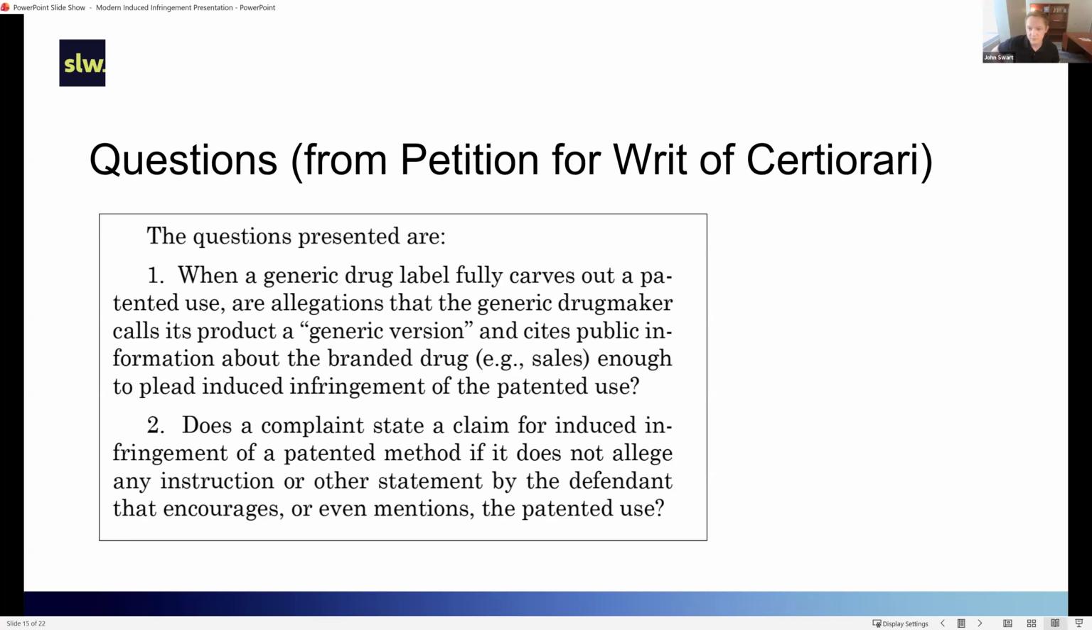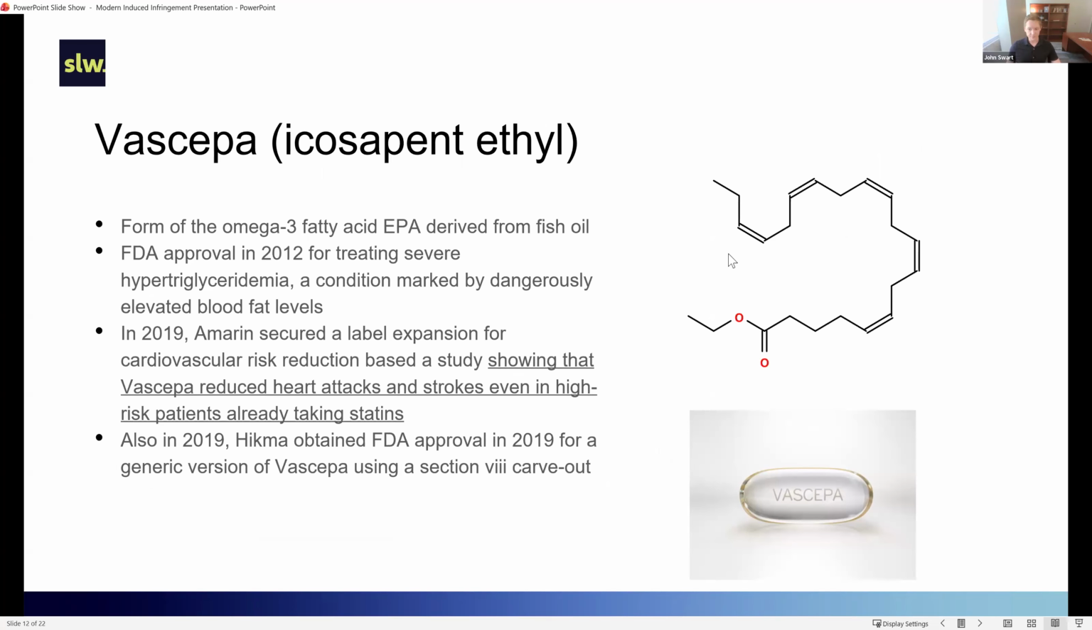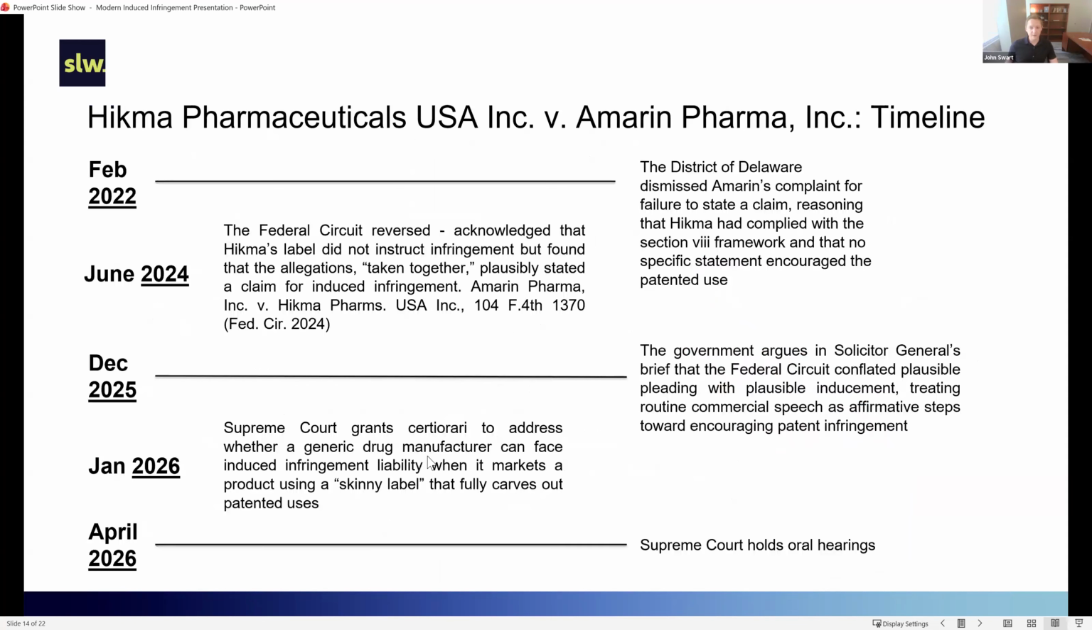So here, in the fact pattern, I think a big difference between this case and GSK is that while there are marketing materials talking about Hikma's generic being the generic version of Vascepa, and the similar time frame for the discoveries for the new cardiovascular use, when Hikma obtained FDA approval with the Section 8 carve-out, there were no marketing materials that instructed or implied that the generic was useful for the patented CV indication.